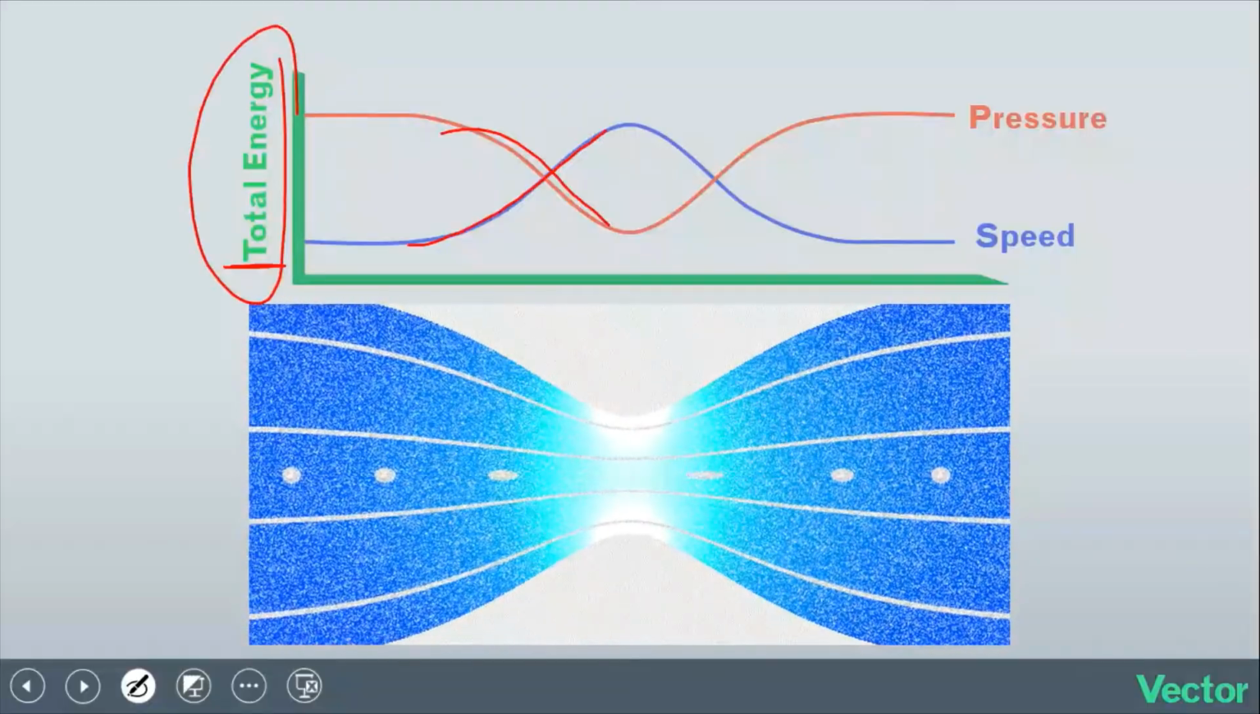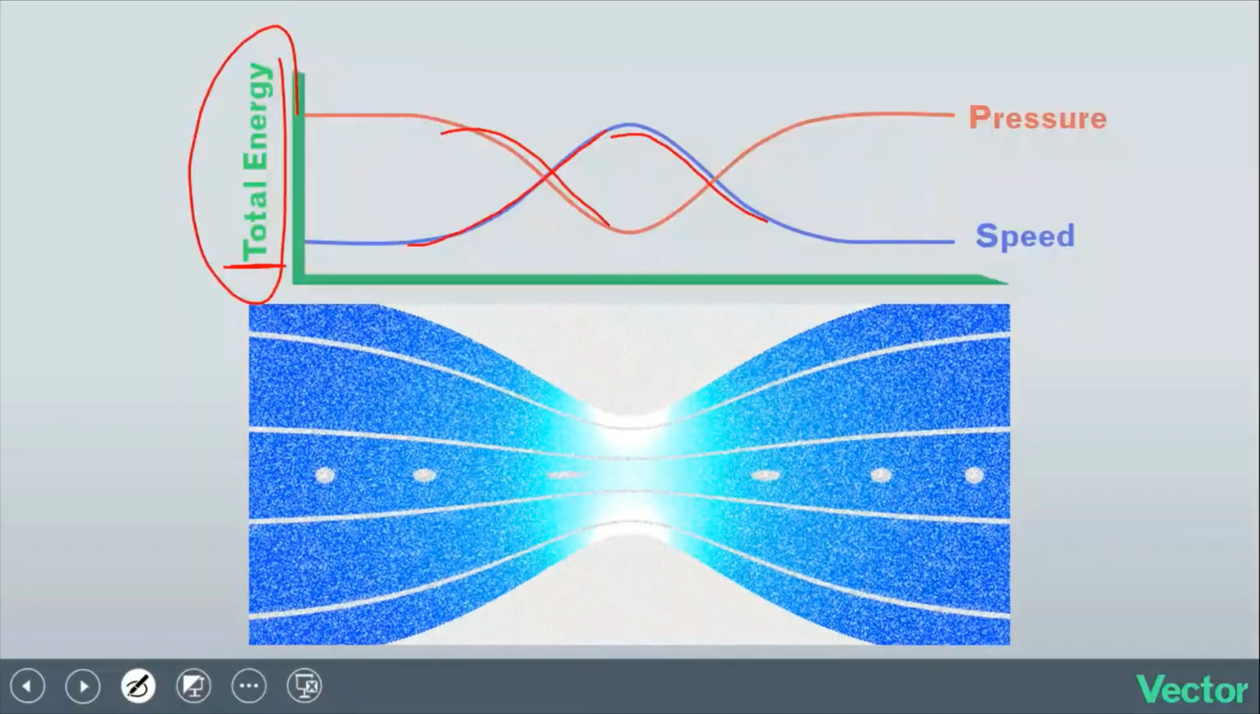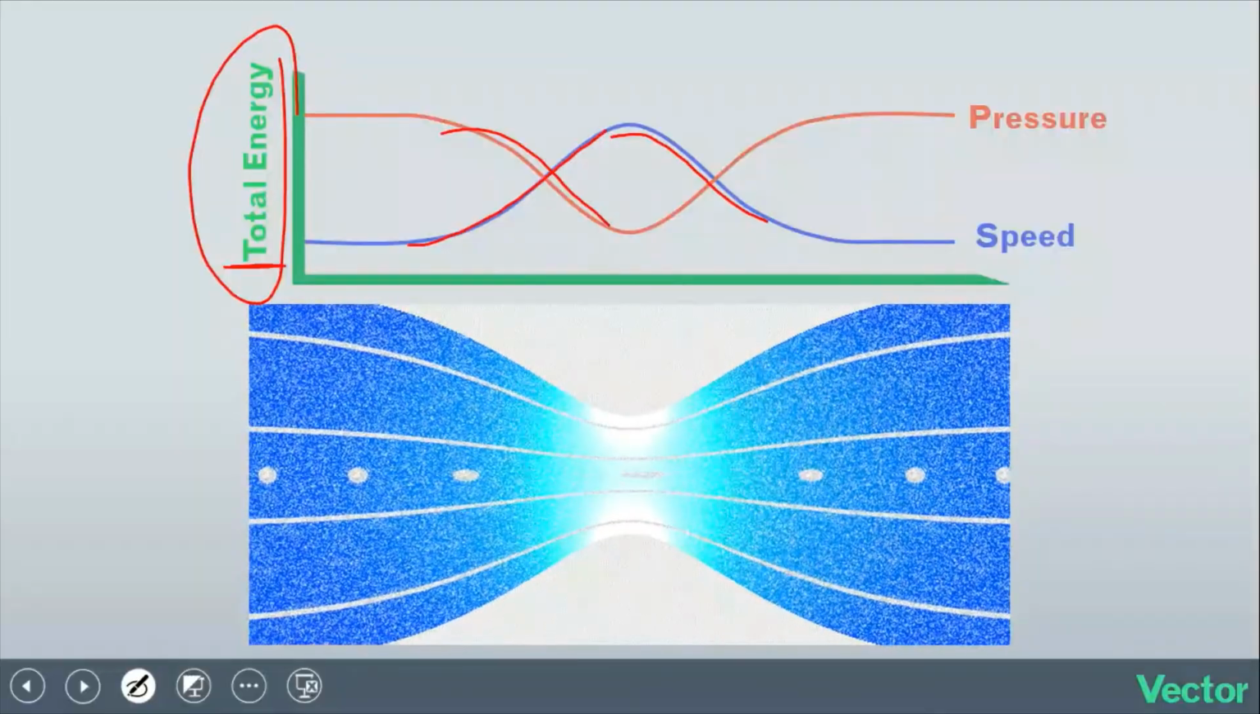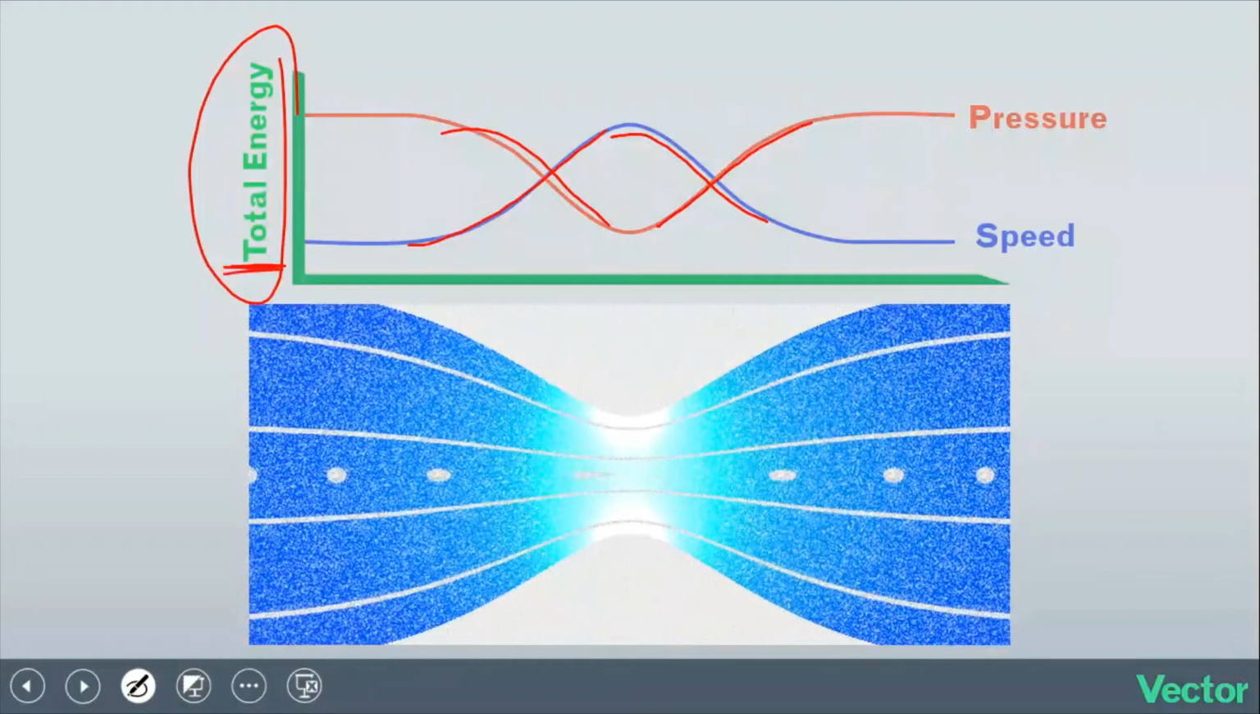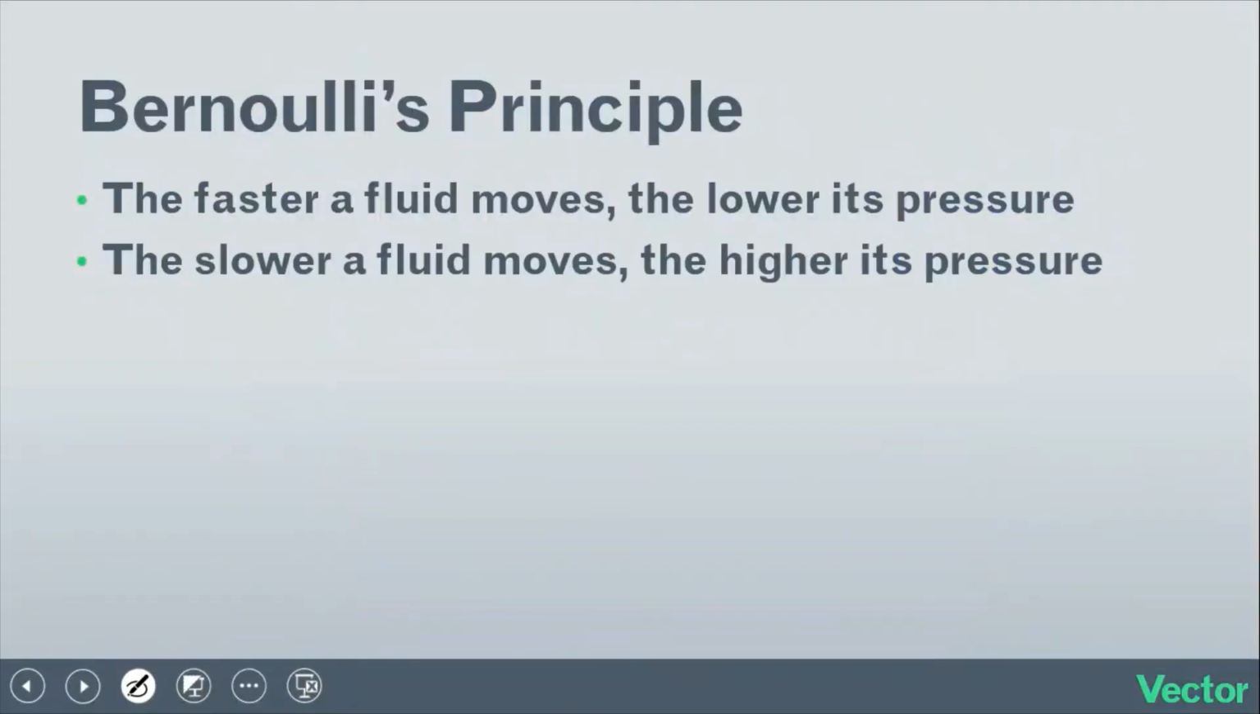And then conversely, as the speed of a fluid decreases, we can't just destroy that energy. That energy has to get returned in the form of pressure so that the total amount of energy remains the same. This is referred to as Bernoulli's Principle.